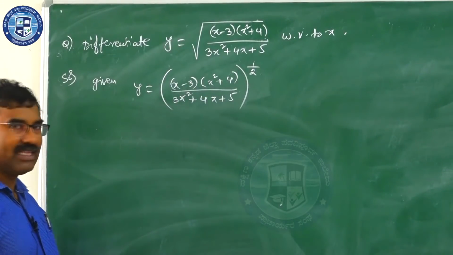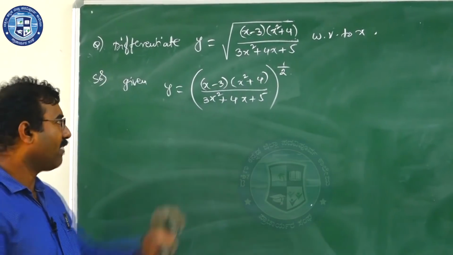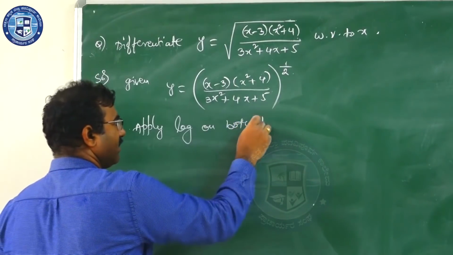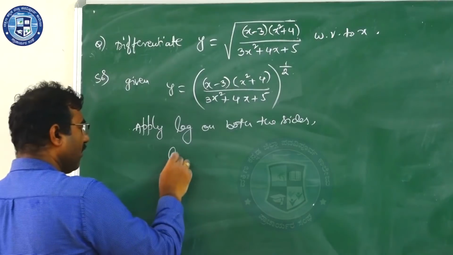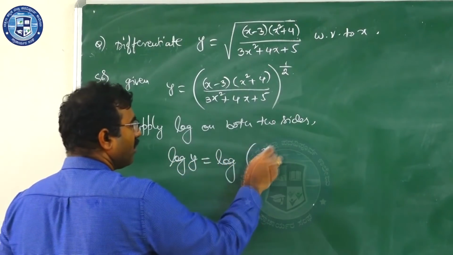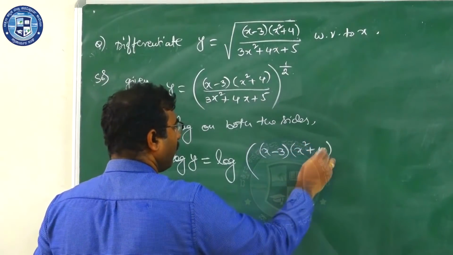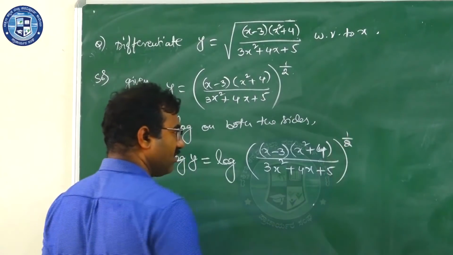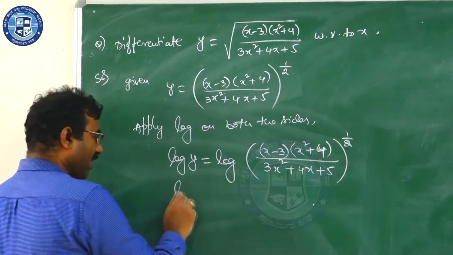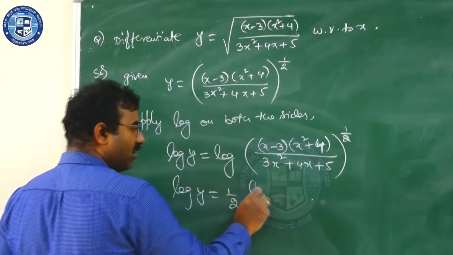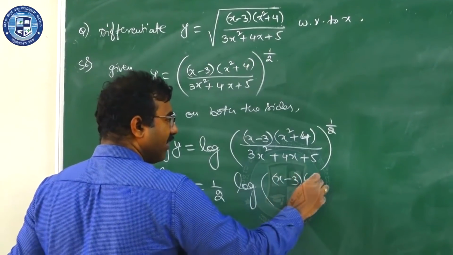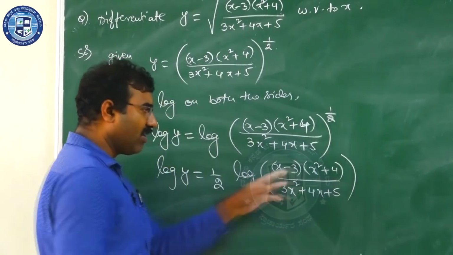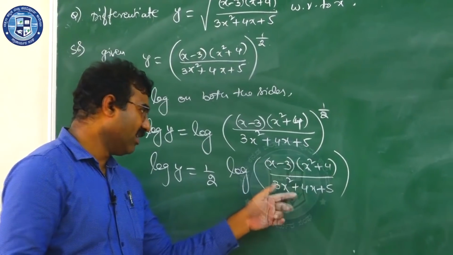Now we won't take the derivative straight away. What do we do? We apply log on both the sides. Now log y is equal to log of (x minus 3)(x square plus 4) divided by (3x square plus 4x plus 5) to the power of 1 by 2. This 1 by 2 will go to the front of the logarithm. So log y is equal to 1 by 2 into log of (x minus 3)(x square plus 4) divided by (3x square plus 4x plus 5). Now you apply log of x by y, log x minus log y.